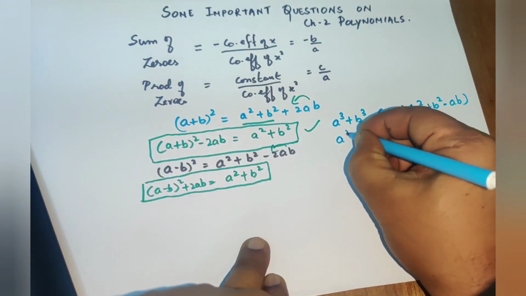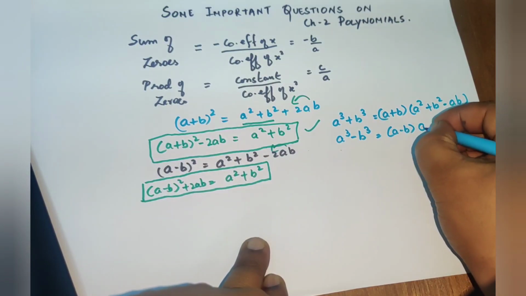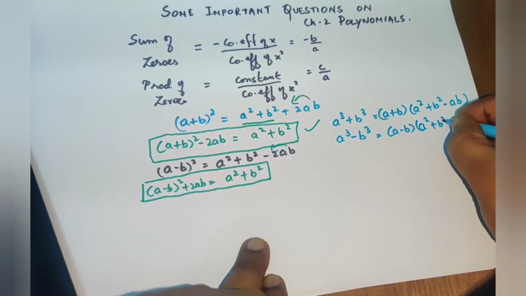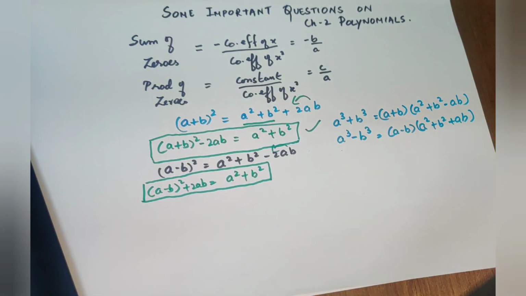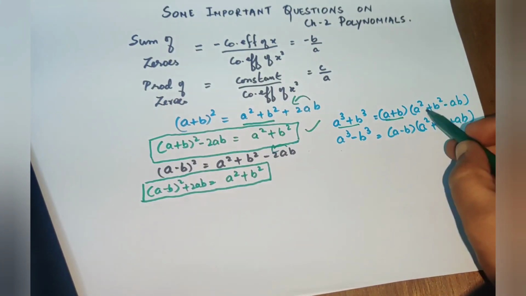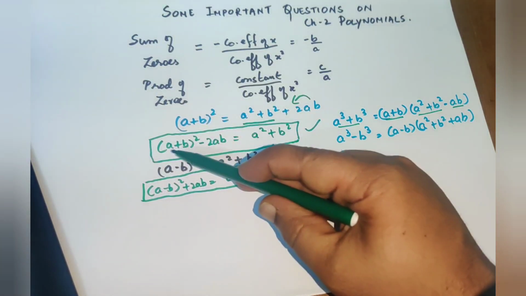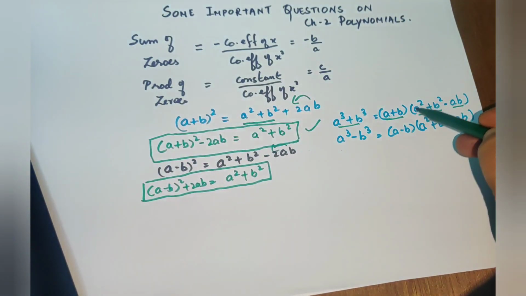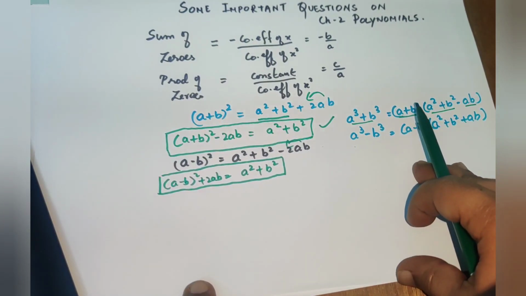And similarly, a cube minus b cube is equal to a minus b into a square plus b square plus ab. Kindly be thorough with all these identities, because there will be questions in polynomials in any form. For example, if they ask a cube plus b cube, how can you find it? A plus b we know is the sum of the zeros, right? And ab is the product of the zeros. A square plus b square, how do you find it? We can find it through a plus b the whole square minus 2ab, and we can easily apply it. So this is how we have to apply this identity in any form of polynomial question.